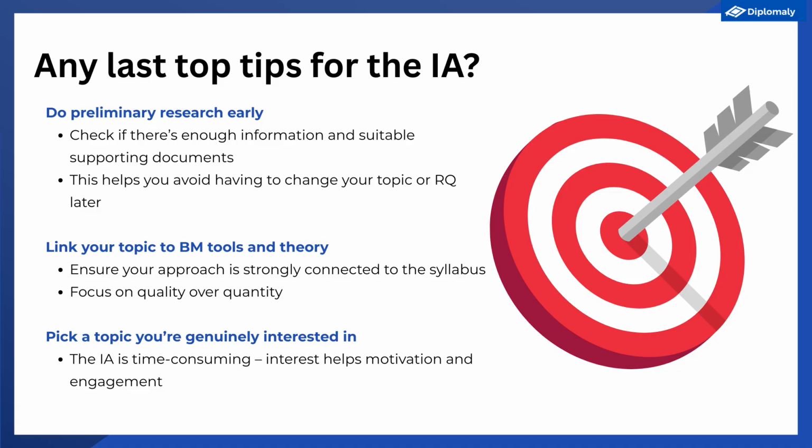Number 2, consider whether the information you have found can relate to tools and theories in the syllabus. Consider whether your business event and the way you want to approach the IA has enough links to the BM syllabus. Remember, quality over quantity is the key factor here.